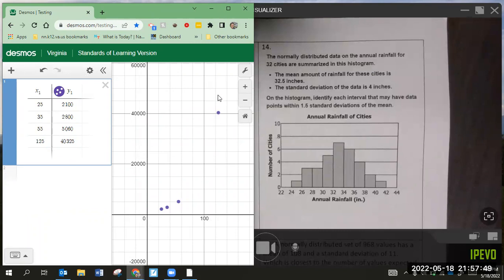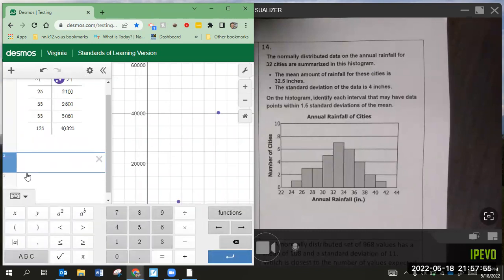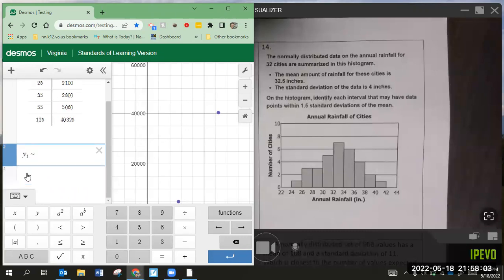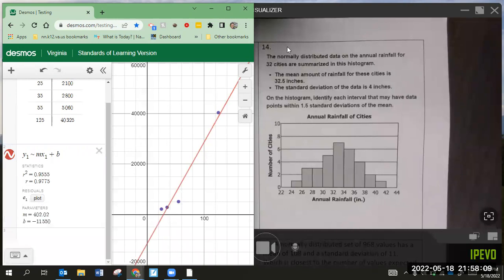Now, this curve right here tells me that it's not going to be just a linear best fit. So it's not going to be a curve of best fit that's going to be y1 is approximately mx1 plus b, right? If I kind of zoom out here, this is not fitting my data super well. So I don't like this one.